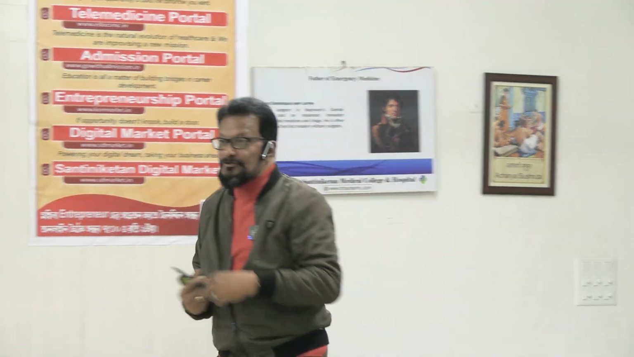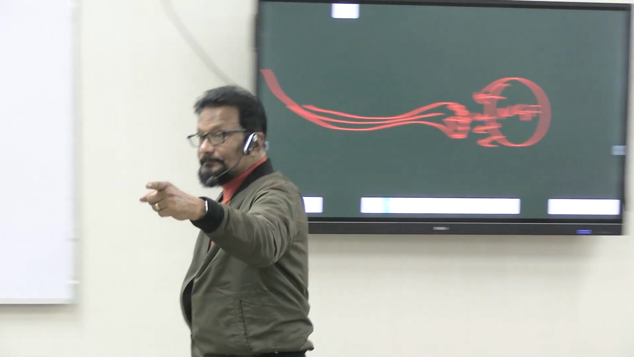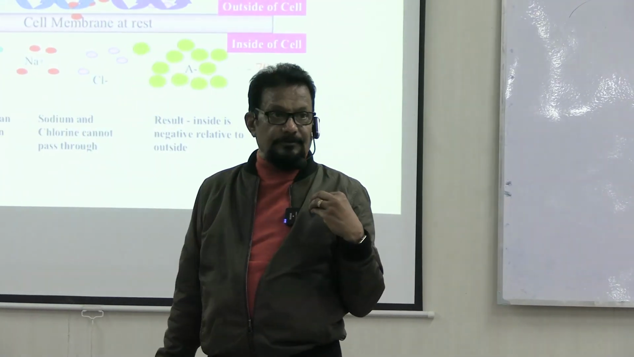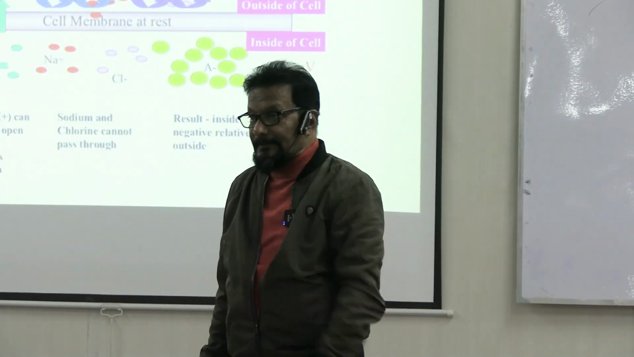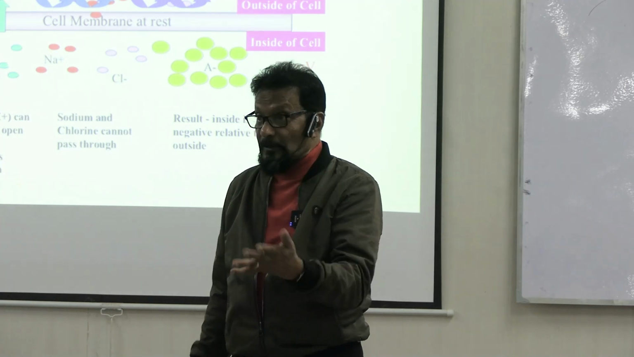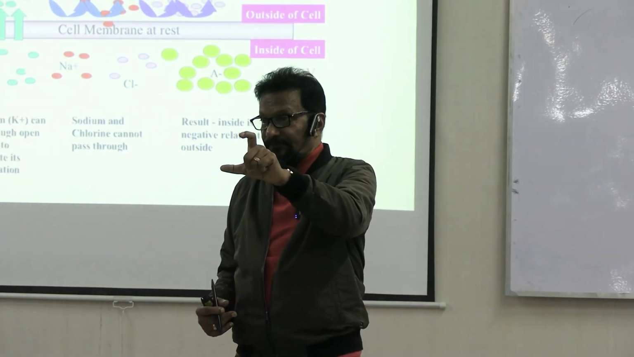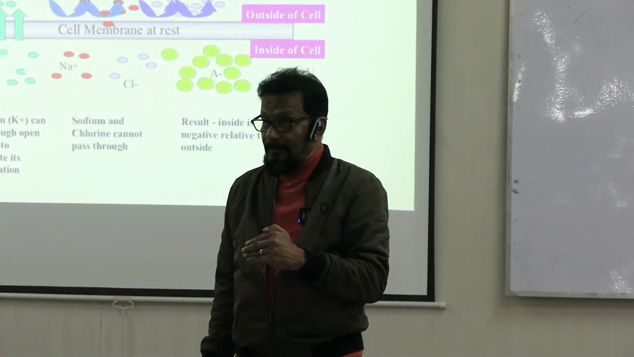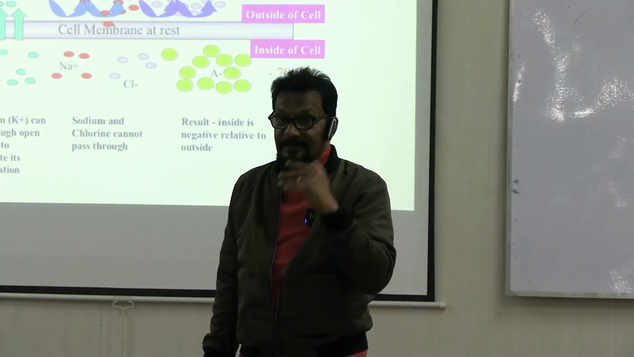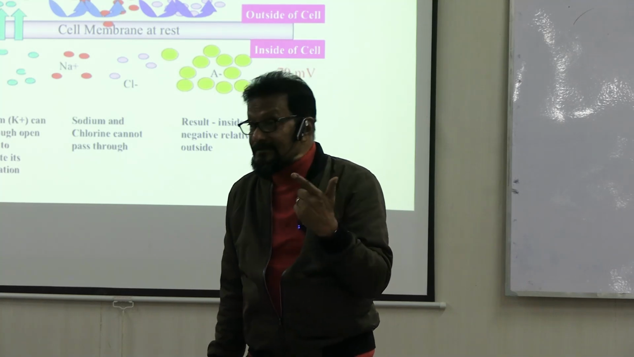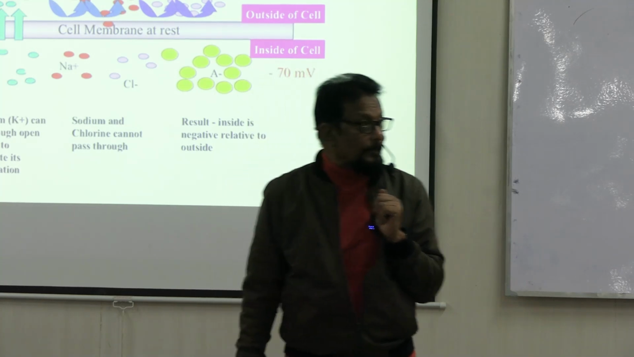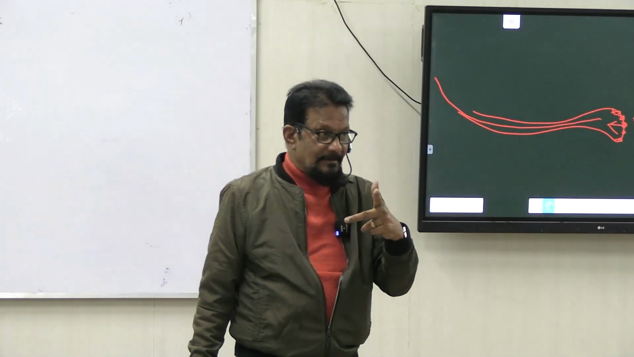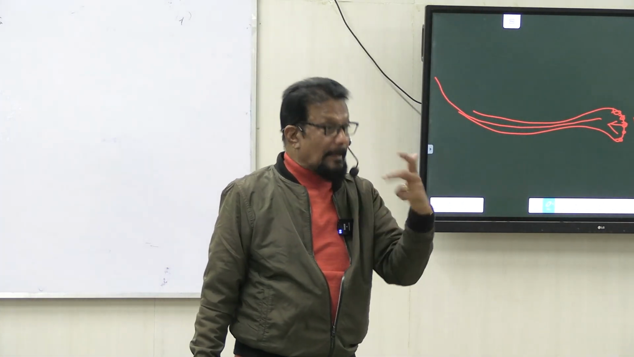So the resting membrane potential is minus 70 millivolt. Under resting condition there is a potential difference of minus 70, which means the inside is more negative than the outside. In respect to outside, inside is more negative, by minus 70 millivolt. This potential difference across the membrane under resting condition is called the resting membrane potential.